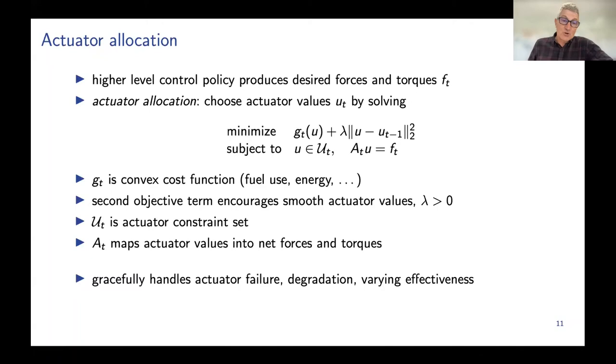And so actuator allocation says you should solve a little problem that looks like this. You should minimize g_t of u. That's some convex cost function. It could have fuel use, energy, whatever you like in it. Plus lambda times the norm of u minus u_{t-1}. u_{t-1} is the actual actuator value from the previous time. And this is simply a smoothing term. It's subject to the fact that the actuator vector you're choosing is allowable, number one. And then A_t is what maps your actuators into the forces and torques that you put on the system. Right. So that's the basic idea.